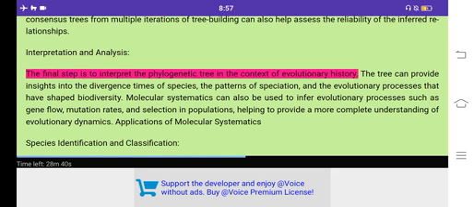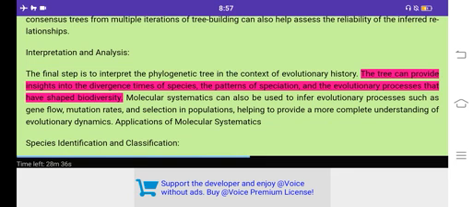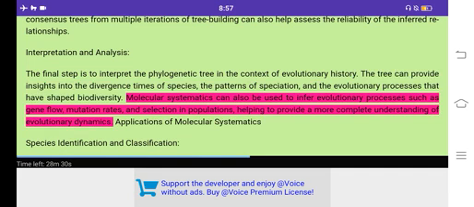Interpretation and analysis. The final step is to interpret the phylogenetic tree in the context of evolutionary history. The tree can provide insights into the divergence times of species, the patterns of speciation, and the evolutionary processes that have shaped biodiversity. Molecular systematics can also be used to infer evolutionary processes such as gene flow, mutation rates, and selection in populations, helping to provide a more complete understanding of evolutionary dynamics.